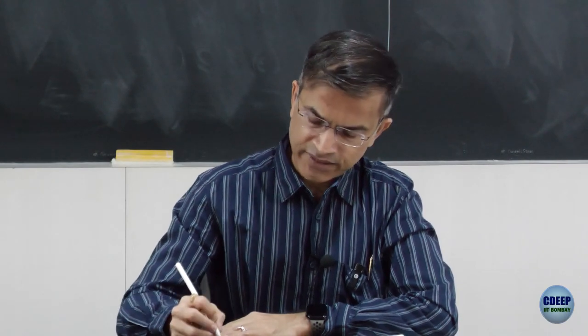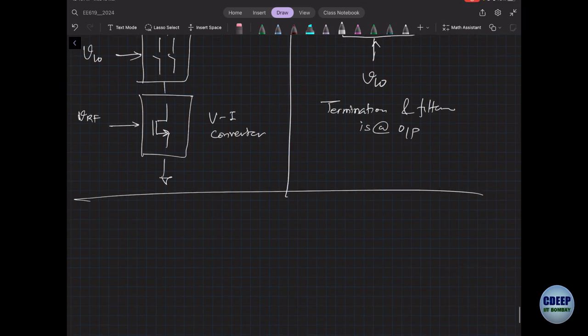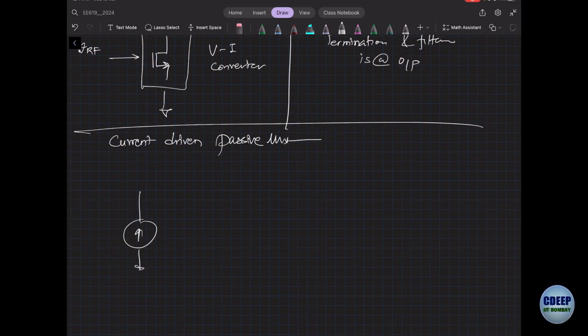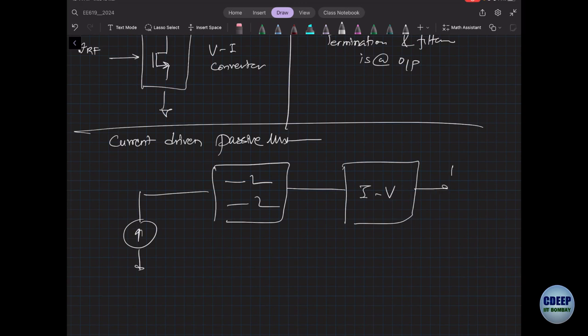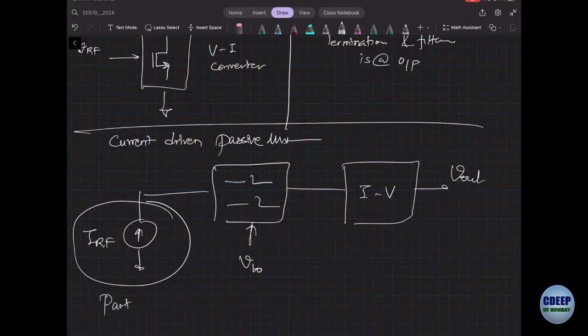Here the termination and filtering is at the output. And the third class of mixers are called current driven passive mixers. In this case, you have a current and you are switching that current back and forth, and there is an I2V and this is your V out. I'll explain this and we are done after that. So this is VLO and this IRF is generally used when your LNA output is itself current. Then you're channeling that current, switching back and forth. So this is another passive mixer, and this is part of our LNA.